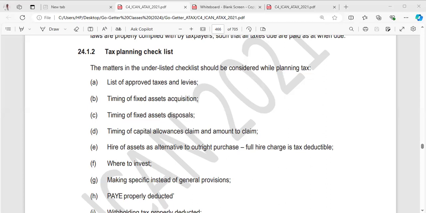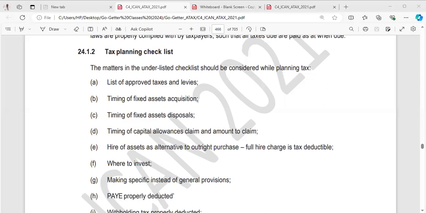Then we have hire of assets as an alternative to outright purchase. Now, if you are buying an asset, it is entering into your books, you are paying cash, and you're also claiming capital allowance, isn't it? That's fine. Now, if you hire an asset instead of buying outrightly, that is like hire purchase. You're not losing all the cash at once into buying the asset. And now you have an advantage of two things. One, the hire charge is an allowable deduction.